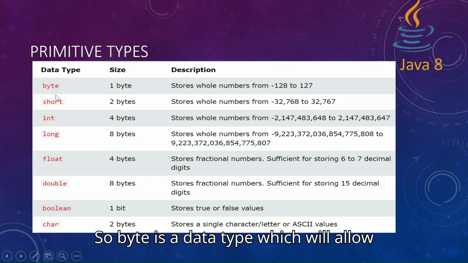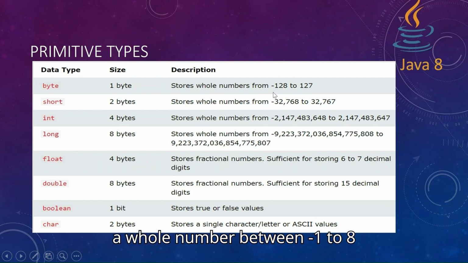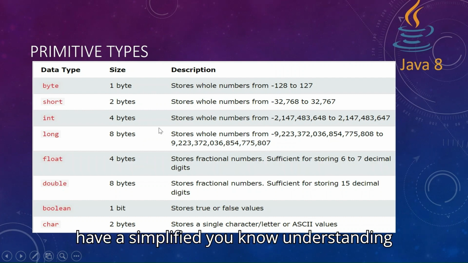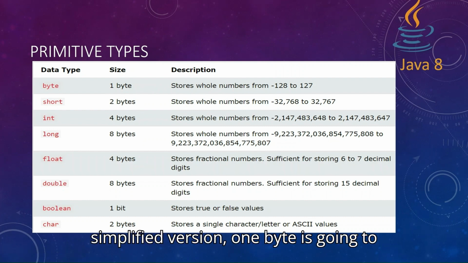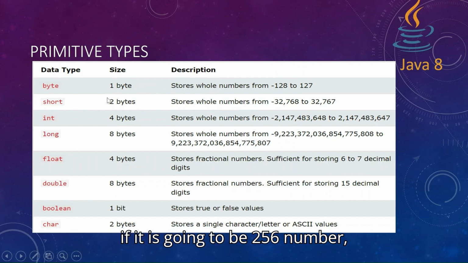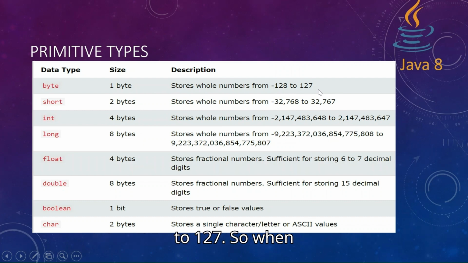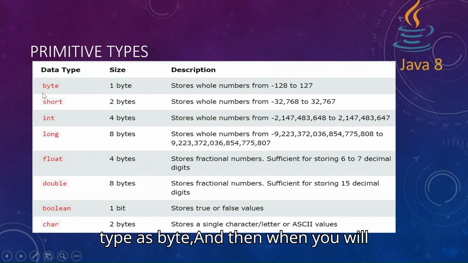So byte is a data type which will allow you to store whole numbers between -128 and 127. And you have short, which has a size of 2 bytes. To have a simplified understanding, 1 byte is going to be 8 bits. 8 bits can hold 256 numbers, so it is going to be between -128 and 127.